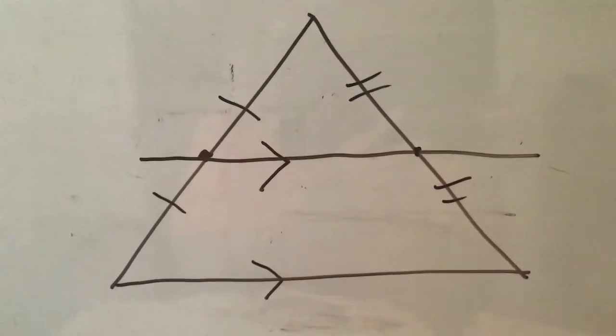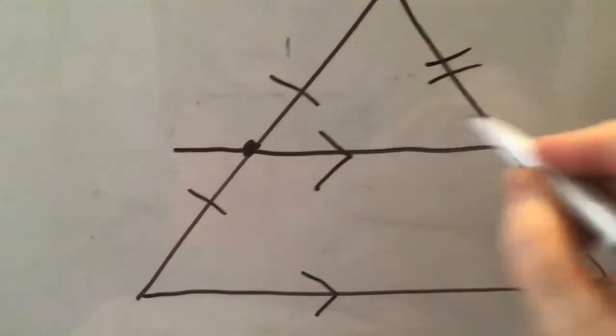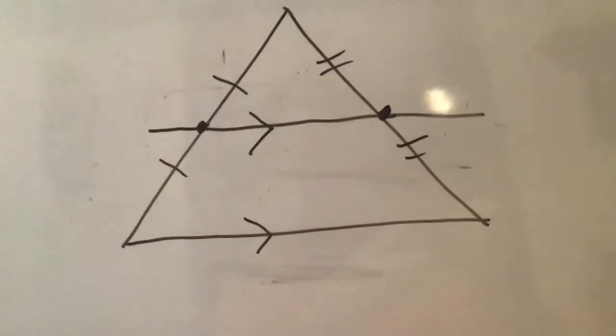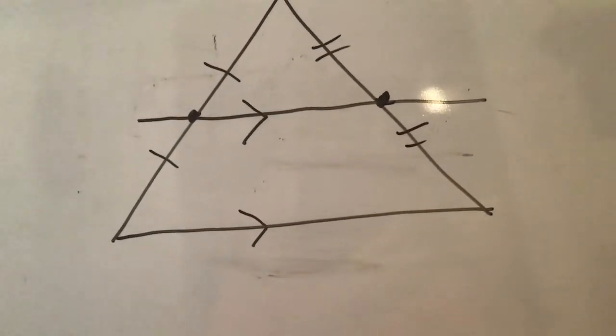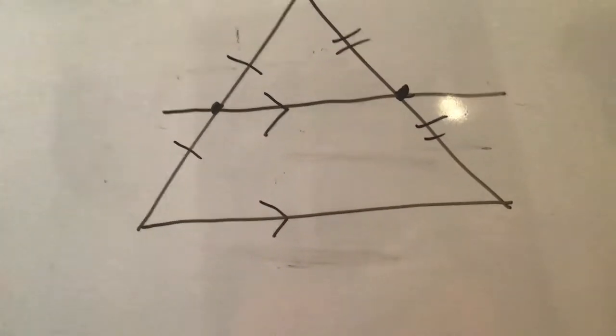Now, theorem 511 is just the opposite. If you know that it's hitting those two midpoints, so you're given that this is the midpoint here and this is the midpoint here, if you know that it's hitting the midpoints on the two sides, then you know that it's parallel to the side on the bottom.